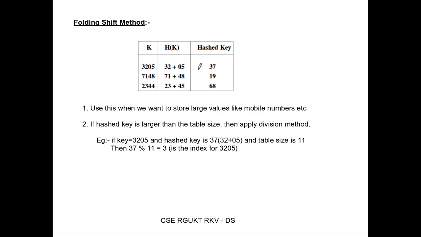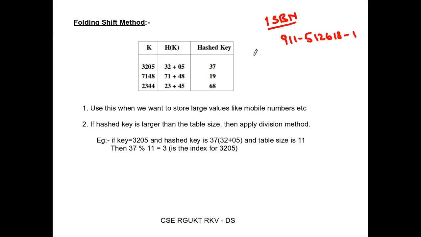Next we have the folding shift method. This is a new hash function for you. Usually this folding shift method is used to store large values like mobile numbers. For example, you have ISBN numbers. Usually books, journals and any papers you submit have an ISBN number associated with them. Usually these ISBN numbers are of this form.